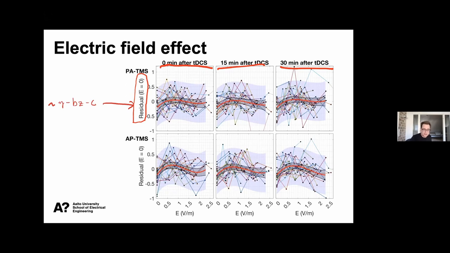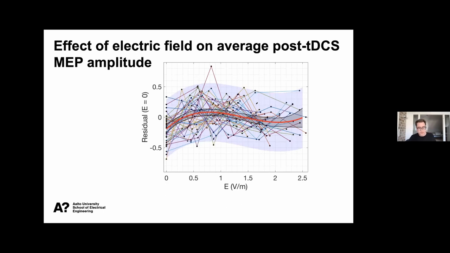And when you do this statistical testing, it turns out that all the coefficients for the electric fields, the first order, second order, and third order, are significant. To simplify the result, I have then pooled the data together and calculated the average MEP amplitude for the post-stimulation time points. And here is the result. There's first an increase in the effect, and then there's a peak after which the effect slowly decreases. The peak is somewhere around 0.8 volts per meter.